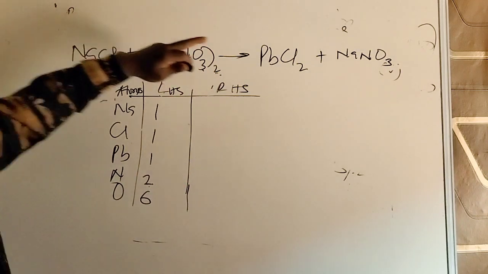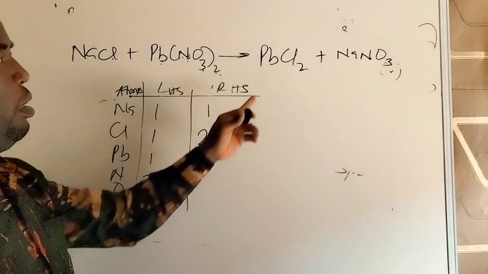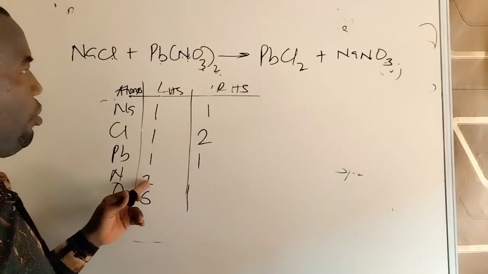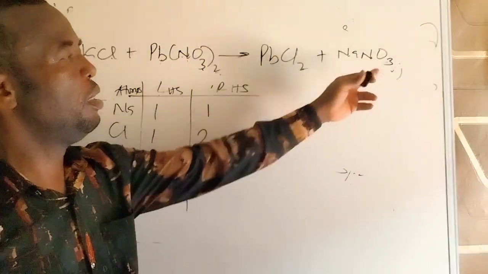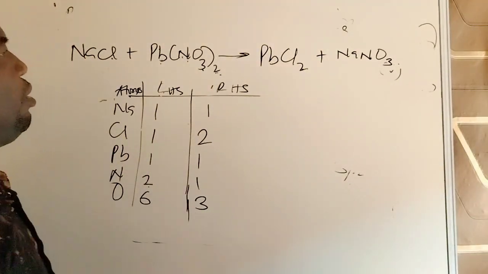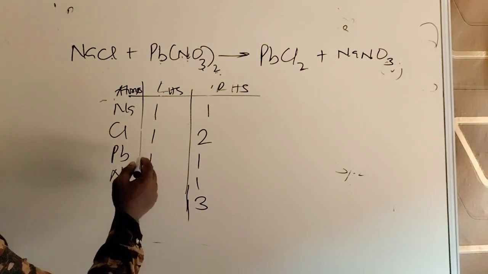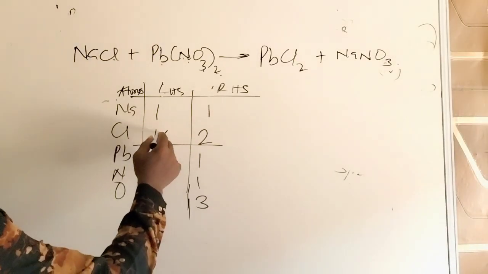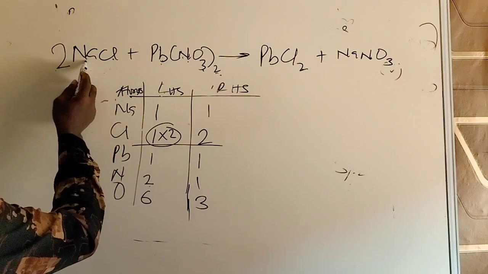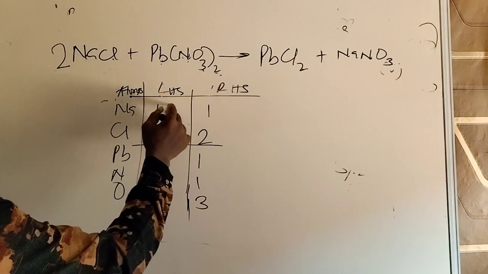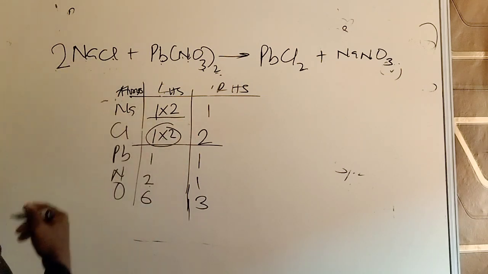On the other side, sodium, you can see it there, 1 atom. Chlorine, you can see that, 2 atoms. Lead, 1 atom. Nitrogen, 1 atom. Oxygen, 3 atoms there. So what do we do? We look for where we have a deficient number. Chlorine is one of them. Multiply this side by 2. Go to this side and put 2 there. That will also affect sodium, so multiply this side also by 2. You can see that, so chlorine is balanced.